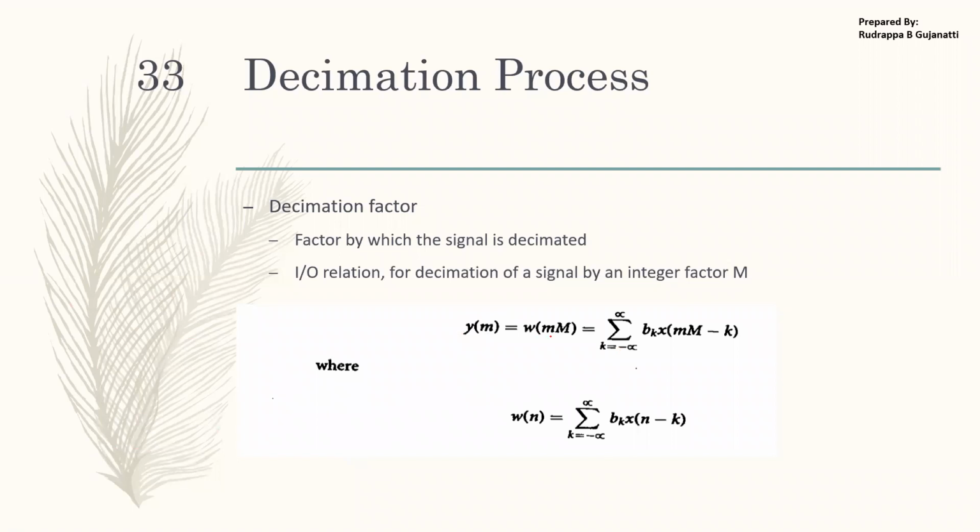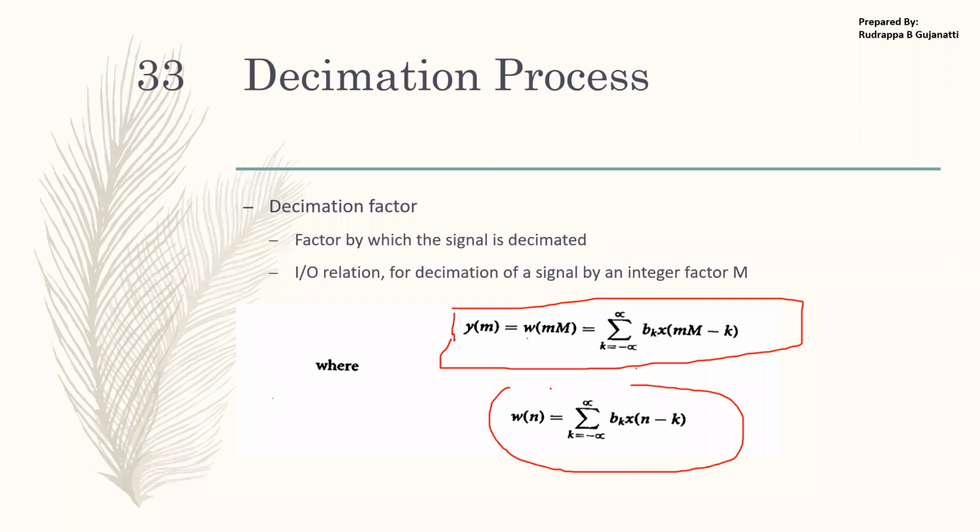So if I just represent it in a simple form, this is how a decimated signal will be represented. Now here what is happening is, if you just look at this equation, if I want the sequence w of n, it will be the summation from minus infinity to infinity of the coefficients b_k multiplied with x of n minus k.